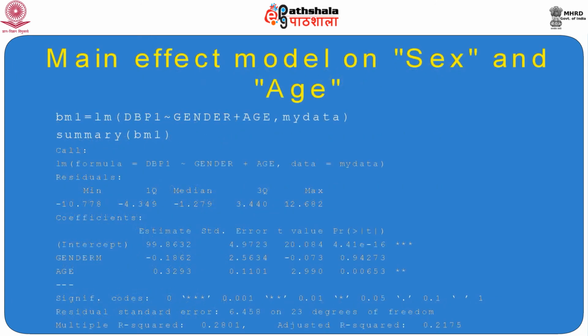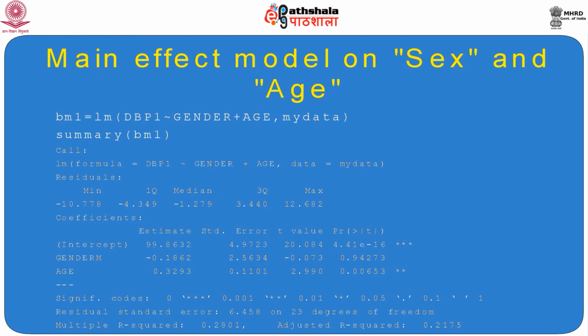Now we are going to find out the gender and age wise relation on diastolic blood pressure. Initially we considered whether there was a treatment wise difference on diastolic blood pressure. Now we are considering the combined effect of gender and age on diastolic blood pressure. To get that we are using the function called lm, which stands for linear modeling. Within the parenthesis we put DBP1 followed by gender plus age, comma, data equals my data, and the whole function is assigned as bm1.